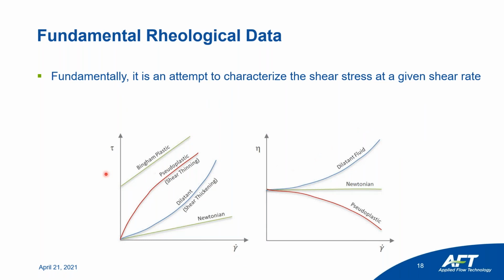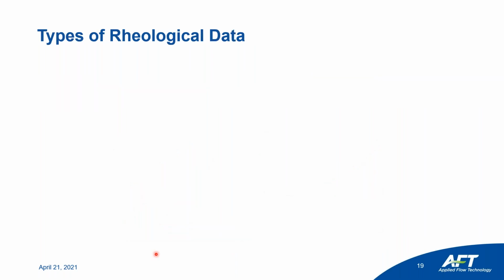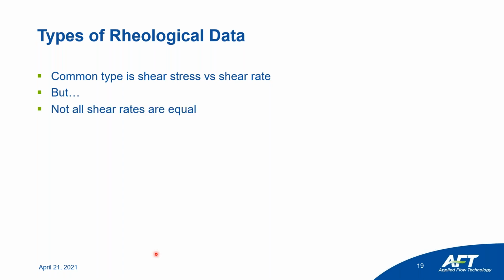And across all of these, fundamentally, we're trying to characterize the shear stress at a given shear rate. We want to make one of these plots so that we can describe the behavior across an entire range of flow rates. And as we try and capture that behavior, we have a few different types of data we might achieve. A common type is shear stress versus shear rate data. However, it's important to remember that not all shear rates are equal.